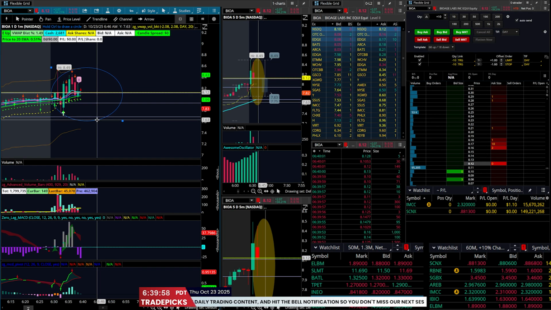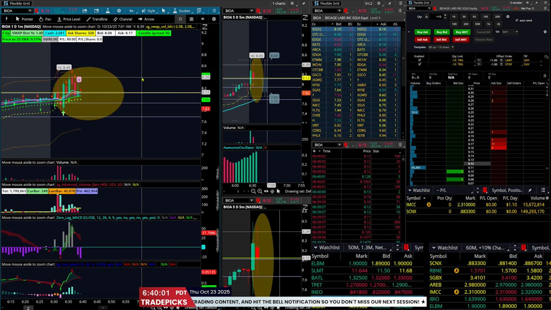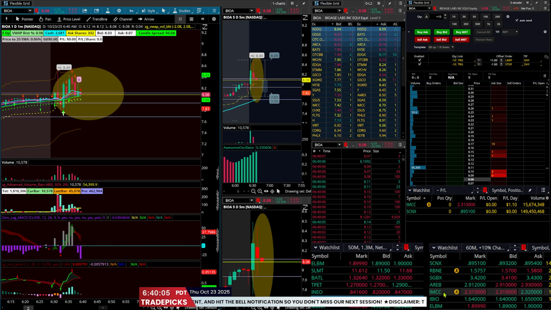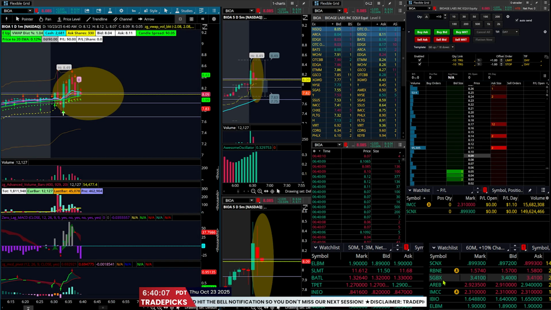What's difficult about this pattern is that unless you have great timing, you're going to have a hard time making money out of it. And it's high priced. So imagine going in, failing, then going back in at $7.